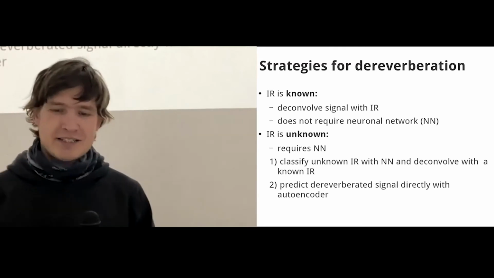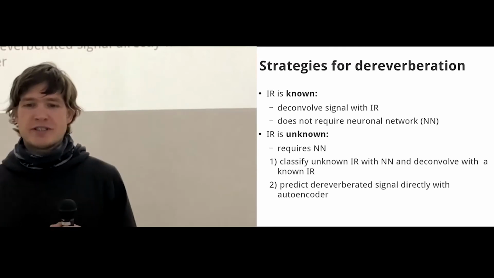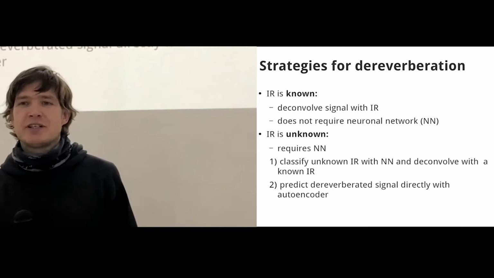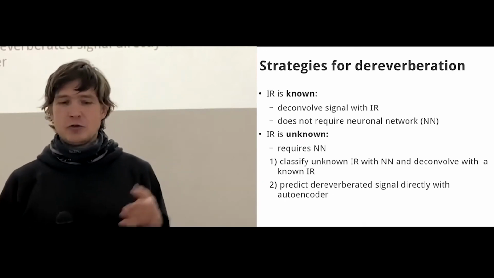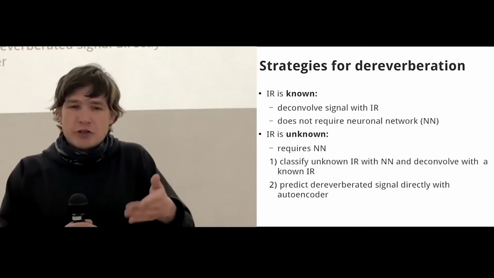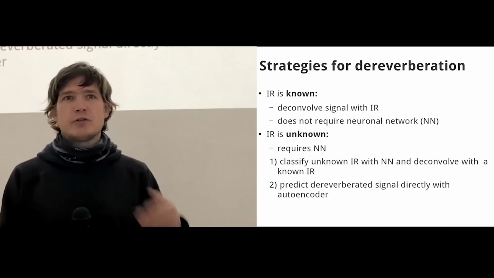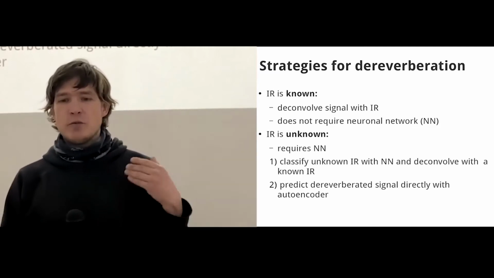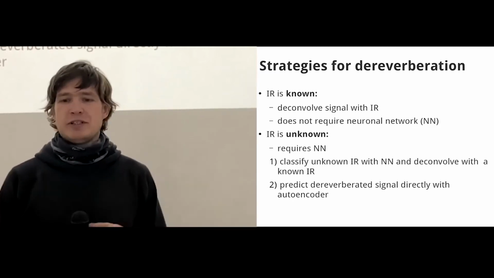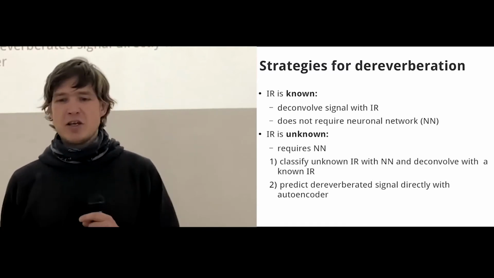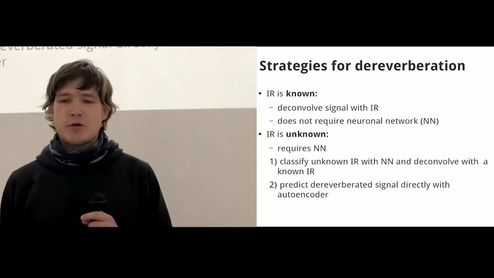The really hard task then is if the impulse response is unknown. So just imagine if you do a Zoom call or a phone call, you do that in a place where you don't know beforehand in which room it takes place. You don't know the room acoustics, you don't know the reverb, so the impulse response is unknown, and still you want to remove that somehow from the sound. And this is a task which can be tackled by neural networks.